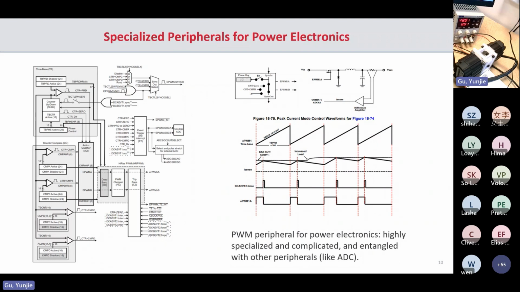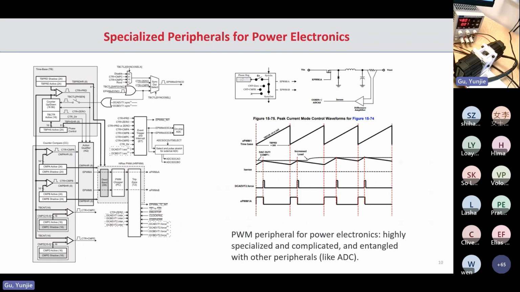And if you click into each of these subsystems, there is another block diagram. So there are a lot of registers to be configured, and different modes, which is quite different from the standard peripherals, like the ones in ARM Cortex-M4. And this peripheral is designed to realize some specialized control functions for electronics.